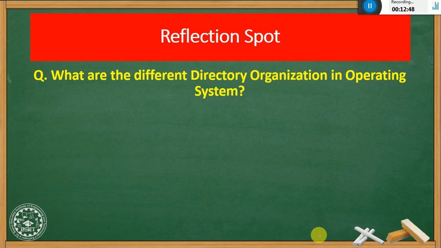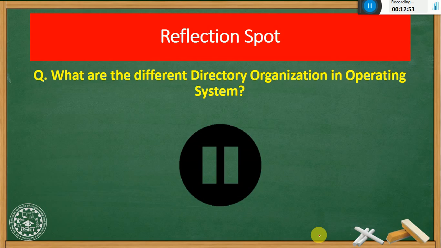My dear students, up till now we have discussed what a directory is. It is a container of files. Then we have three types of directory structure: single level directory structure, two level directory structure, and third, tree level directory structure. Basically, the advantages of directory structure are efficiency, naming, and grouping.